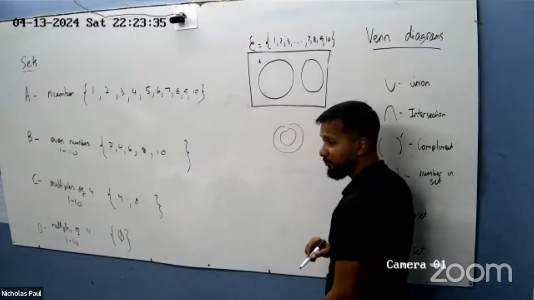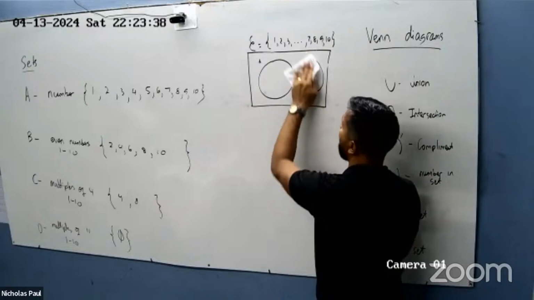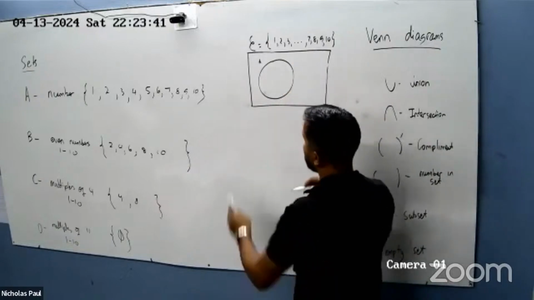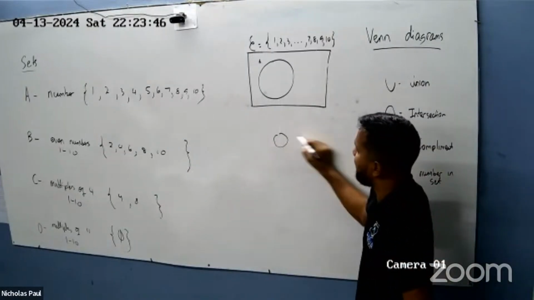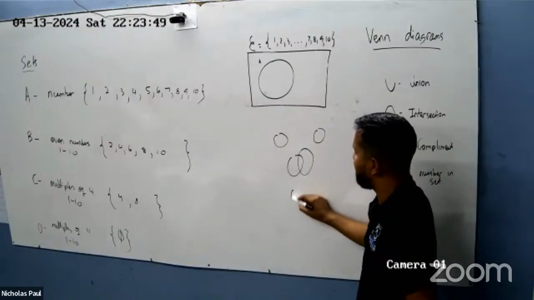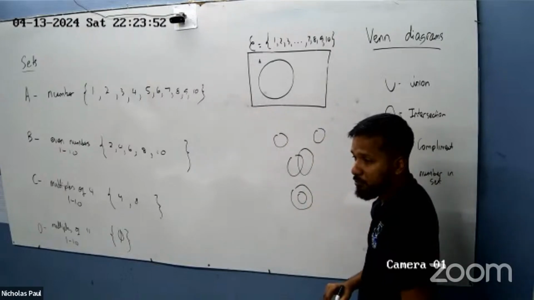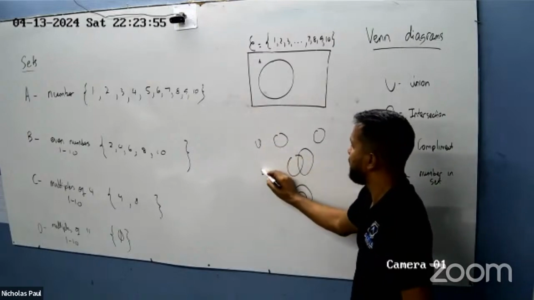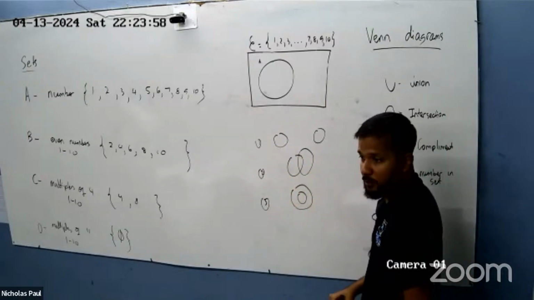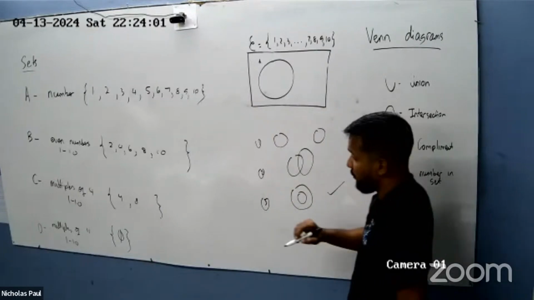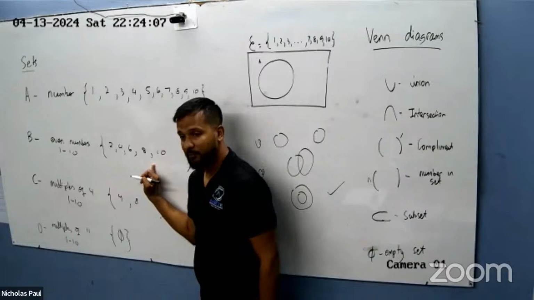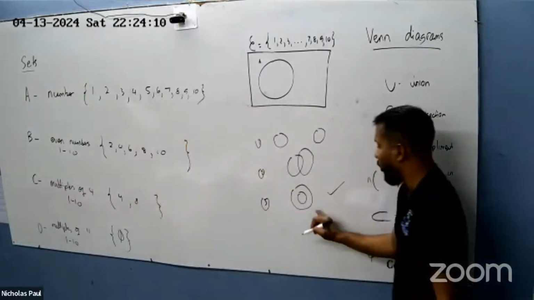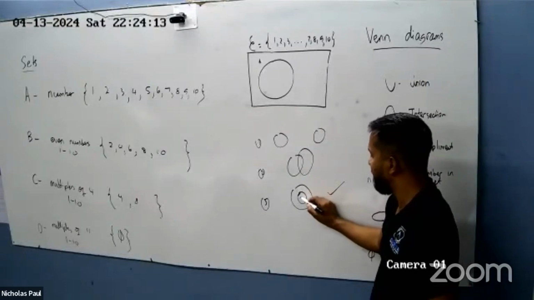So in terms of our A and our B, where do I put B? Do I put it separate, do I put it overlapping, or do I put one inside the other? Which one, 1, 2, or 3? 3. Look at why. All the elements in C belong to B. Because all the elements of C belong to B, everything in C goes in here.